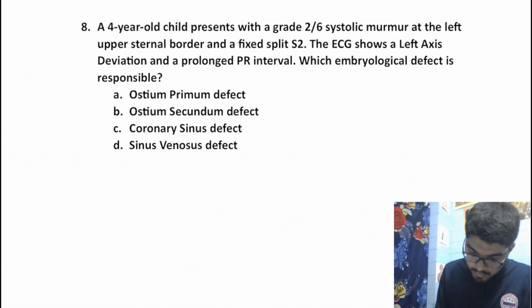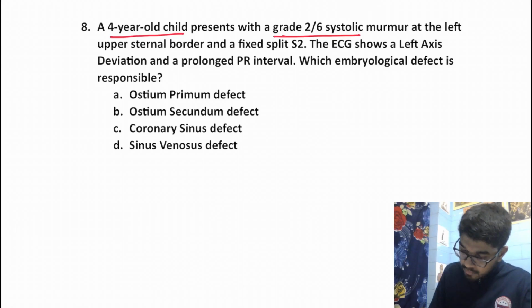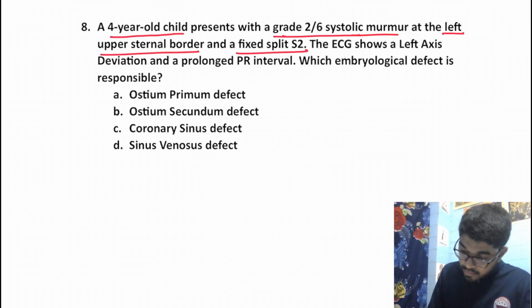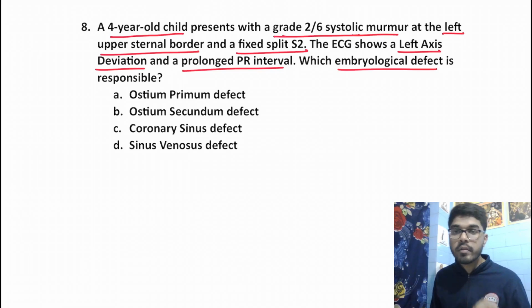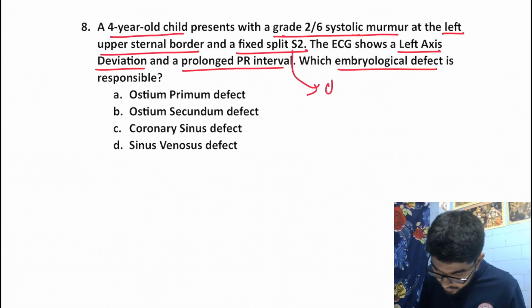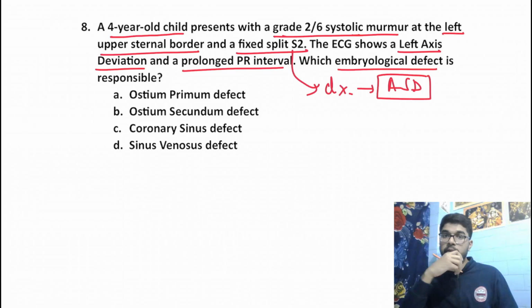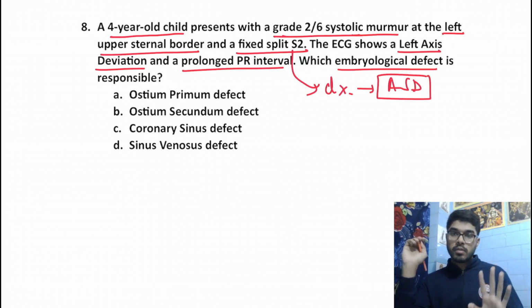Right. A 4-year-old child presents with a grade 2 of 6 systolic murmur at the left upper sternal border and a fixed split S2. ECG shows a left axis deviation and a prolonged PR interval. Which embryological defect is responsible? Remember, whenever we get a low grade systolic murmur in the left upper sternal border with a fixed split S2, this is almost always diagnostic of an ASD. Okay, atrial septal defect. Fixed split S2, low grade systolic murmur in the left upper sternal border, that is ASD.